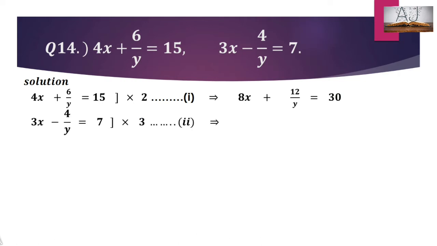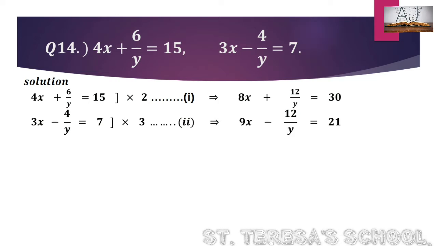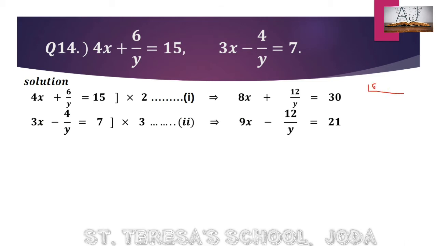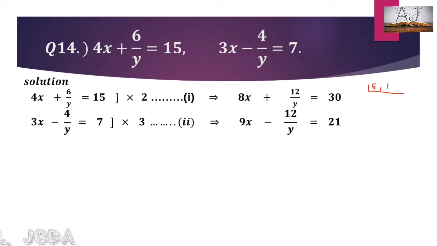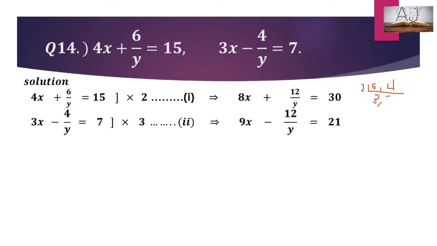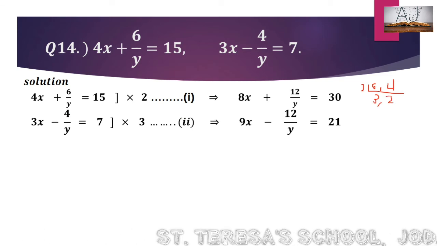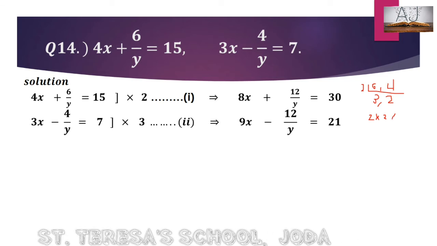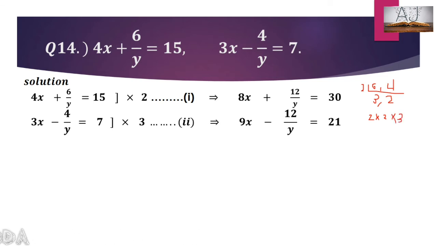equal. Okay, so the LCM of 6 and 4 we have to find, because that is 6 by y and 4 by y. LCM of 6 and 4 comes 6, 4, and when we are finding the LCM, both of them first of all will get divided by 2. So let us divide both of them by 2. So 2 3s are 6 and 2 2s are 4. So the LCM is 2 into 3 into 2. So it comes 12. That means the LCM of this is 12.